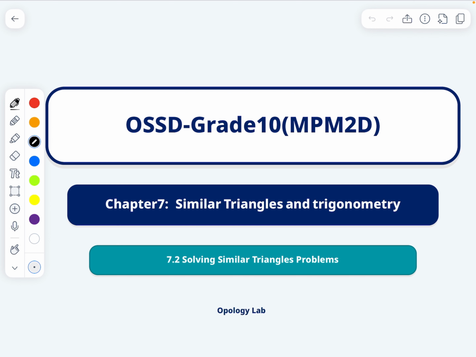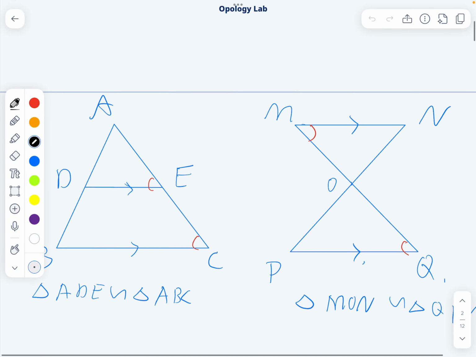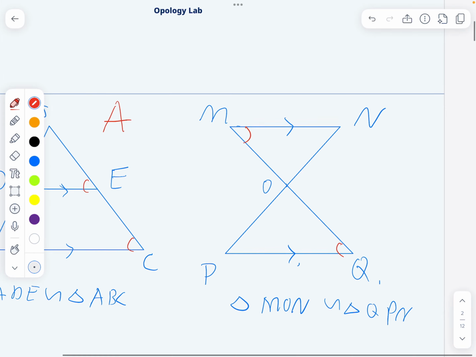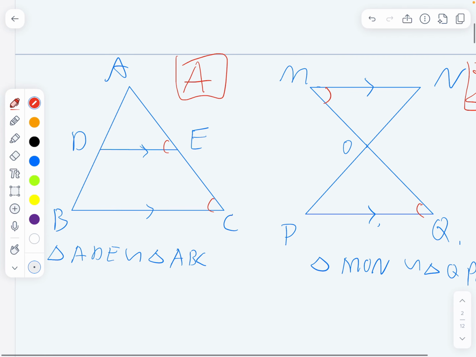This is the OSSD grade 10 MPM2D chapter 7, similar triangles and trigonometry, section 7.2. In this section we're going to summarize some typical graphs for similar triangles. Type 1 is called the A type, and the second one is the X type. Those are the two typical ones. Let's talk about the first one.